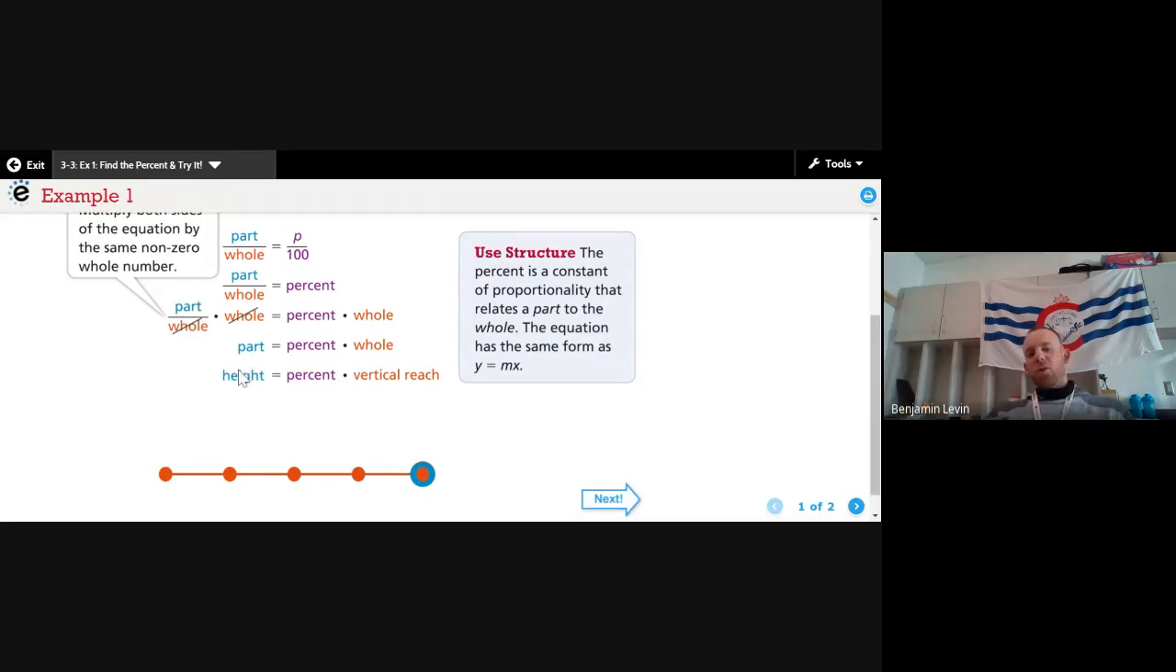So then we substitute what we know. We know the part is the height and the whole is the vertical reach. So if it's asking you, what is 61% of 80? We put in 61 for this purple percent, and 80 would be the total. So we would put in 80 for the whole, and we would just do 0.61 times 80, or 61 divided by 100 times 80. Again, dividing by 100 is the same as percent. Dividing by 100 would give you a decimal of 0.61 for 61%.